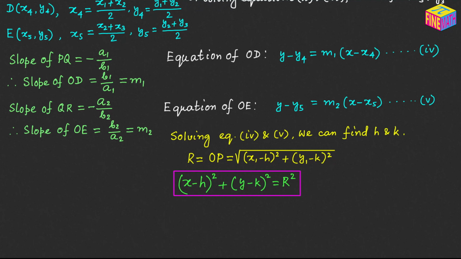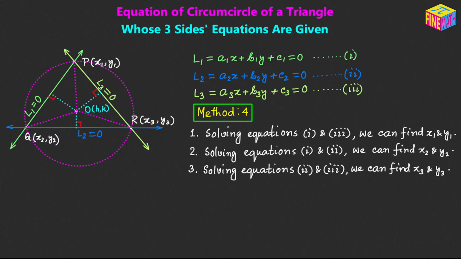Next, we are going to look at the final method, which is method number 4. In method number 4, we are going to use a completely different technique. Now let's think about it. We have been given the equations of the three sides. That means we have been given three linear equations, and from here we have to somehow form the equation of a circle. We know that the equation of a circle is a second degree equation, but the linear equations that we have been given, they are first degree equations. So using these three first degree equations, how can we come up with a second degree equation?